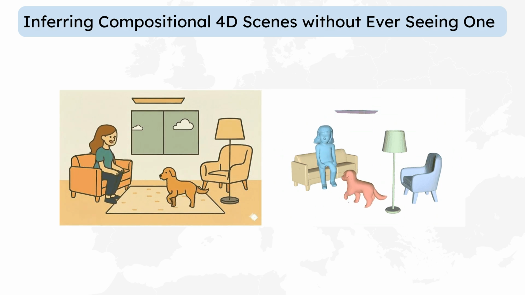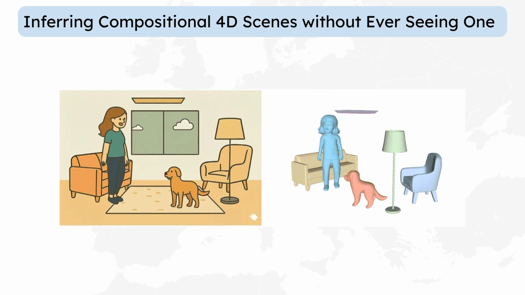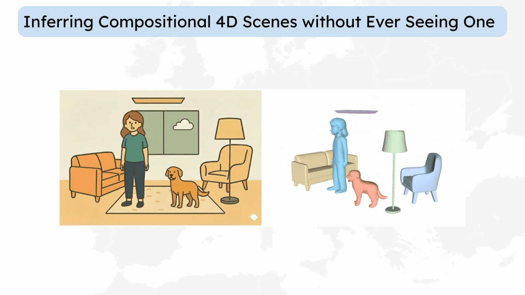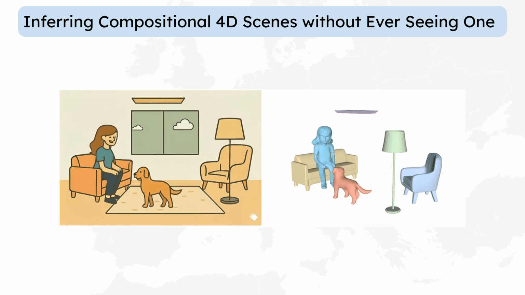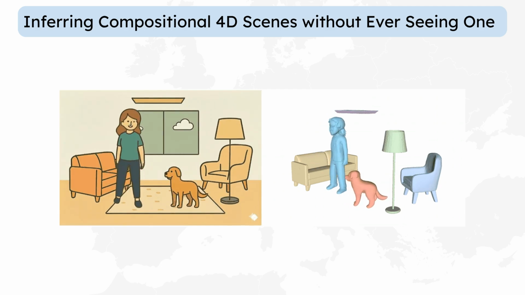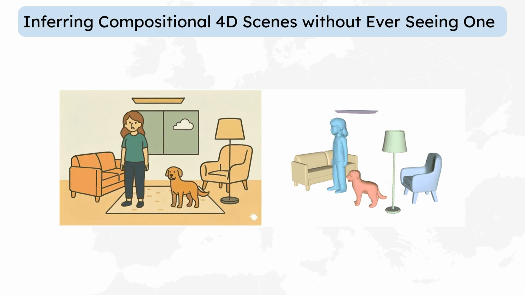COM4D is a method that, given a single monocular video, reconstructs the complete 4D structure of such a scene. It jointly recovers the geometry of every static and dynamic object, their spatial arrangement, and how that arrangement changes over time, all without relying on any category-specific priors, and crucially, without ever having been trained on compositional 4D data.